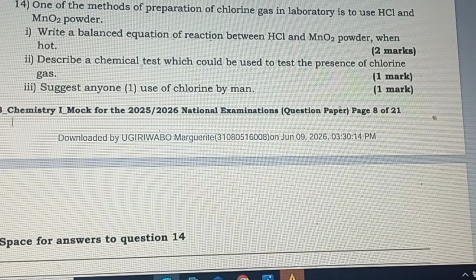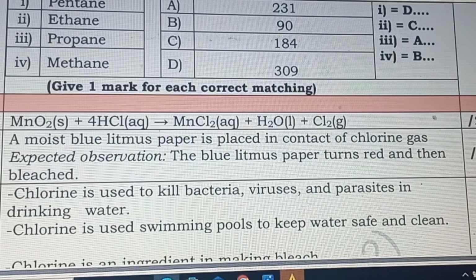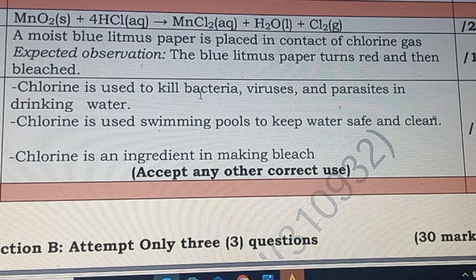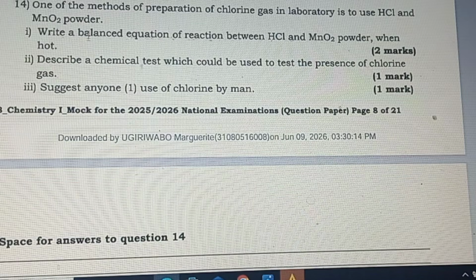B. Describe a chemical test which could be used to test the presence of chlorine gas. Chlorine is used to kill bacteria, viruses, and parasites in drinking water. Means that chlorine is used as a disinfectant in purification of water. Chlorine is used in swimming pools to keep the water clean. Chlorine is an ingredient in making bleach. Those are the important uses of chlorine.